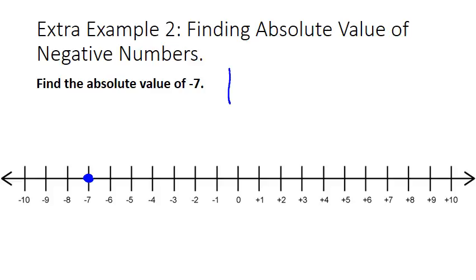So if I'm going to find the absolute value of negative 7, then I know that it's going to be how many steps away from 0 this number is. The distance between negative 7 and 0. So I can count my steps and say that's 1, 2, 3, 4, 5, 6, 7 steps away from 0. So the absolute value of negative 7 is positive 7.